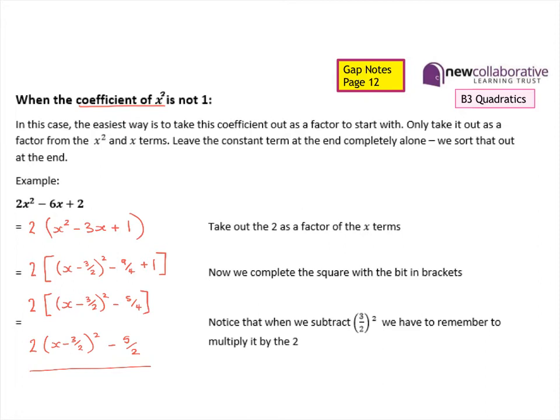So that's method 1, which is to begin by taking out 2 as a factor because 2 was the coefficient of x squared, and then complete the square within the bracket, and once you've done that you can multiply out by 2 again.